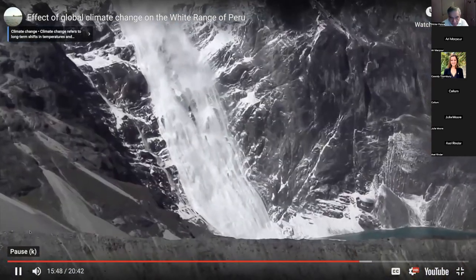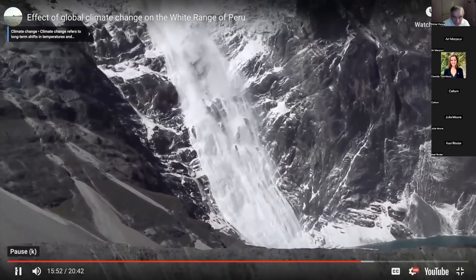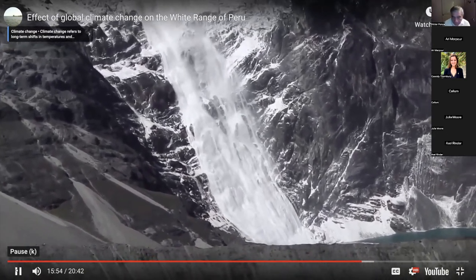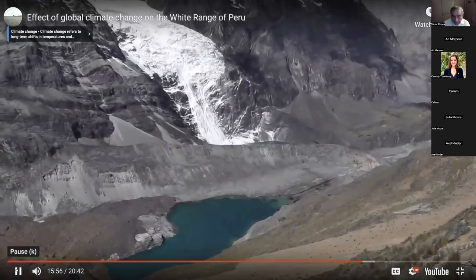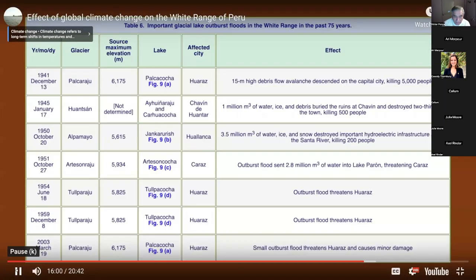The danger of glacial lake outburst floods and avalanches remains a threat in the White Range and very likely to be exacerbated by continuing global climate change. Table 6 documents the most important glacial lake outburst floods of the past 75 years.